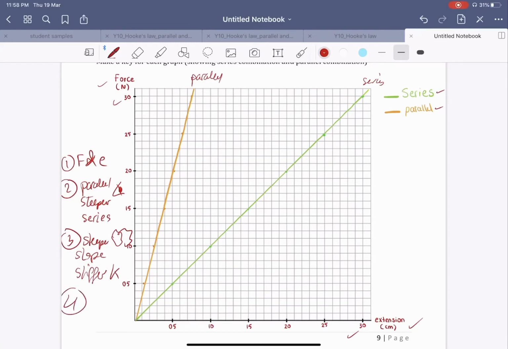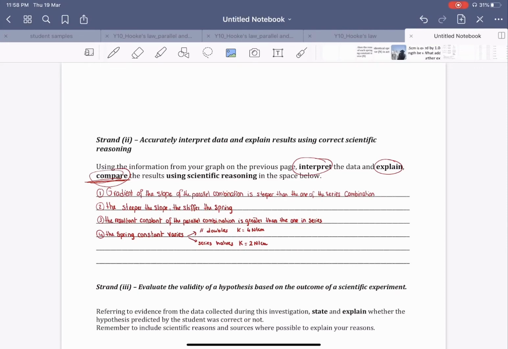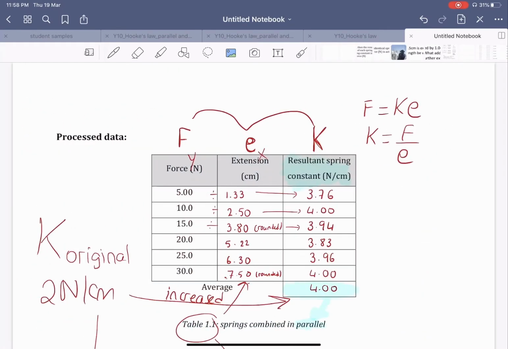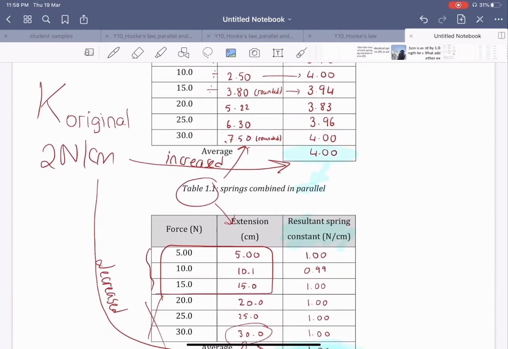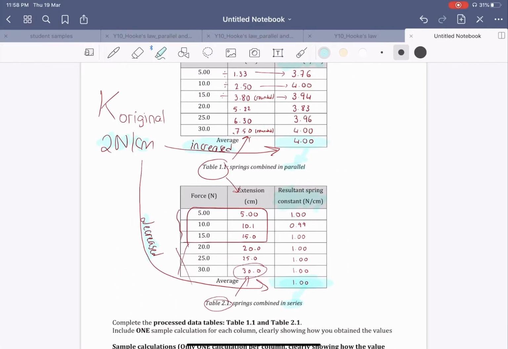So how can I relate all of these things together to get the answer? We say the gradient of the slope of the parallel combination is steeper. The steeper the slope, the stiffer. The resultant constant of the parallel is then greater. And how can I see this? It's here. You can see that, as I said, it was 2, it increased to 4, and it was 2, it decreased to 1 in series. So it's greater.